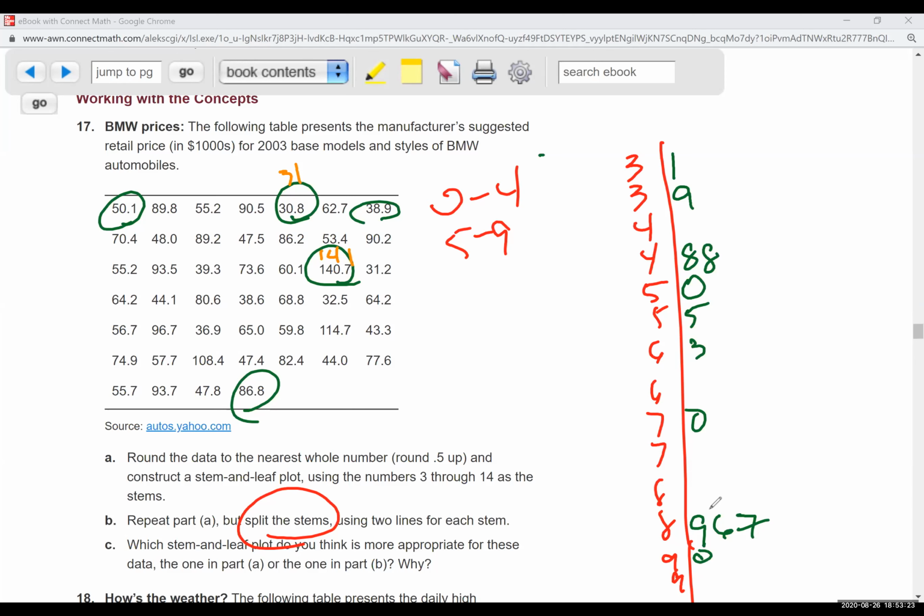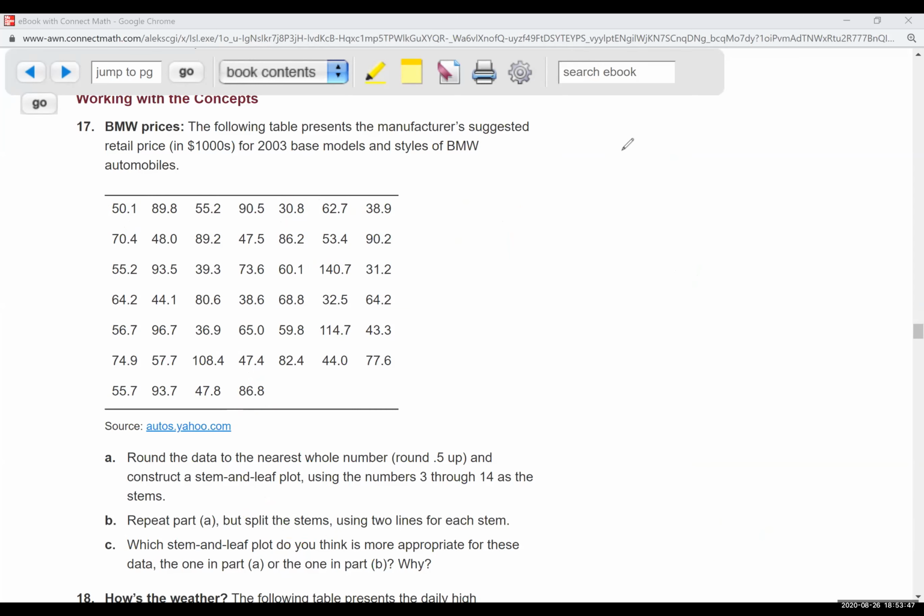Okay, but also don't forget to arrange it in order. So you're going to erase this. It's going to be 6, 7, 9, something like that. So every time you see split the stems, this is what you need to do. Questions? No. All right. Are you sure no other questions?